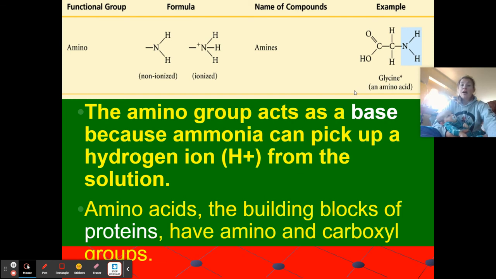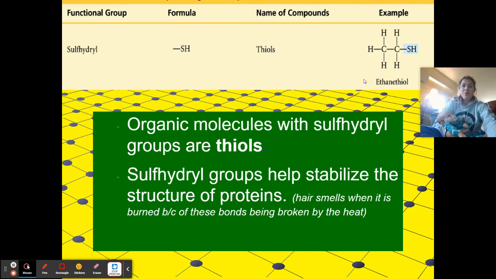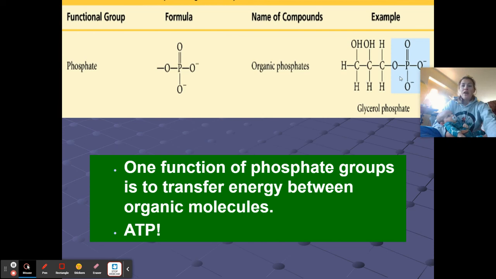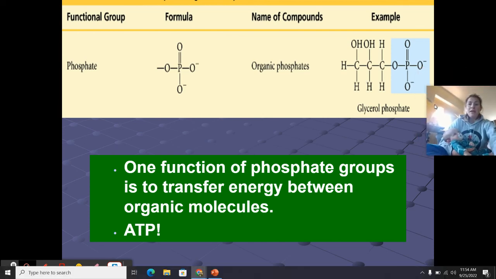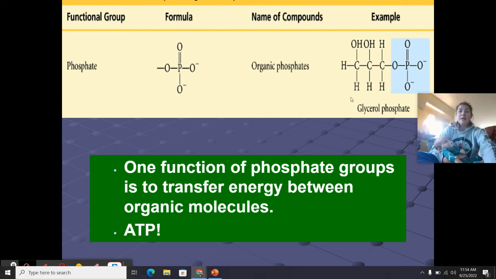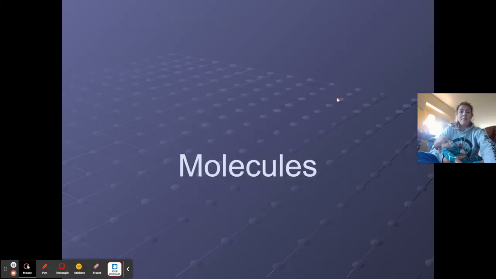And then here we have our amino group. So we have an N bonded to an H, and look over here, we have that carboxyl group. So that's our acid. So that's why we call this an amino acid over there. So kind of cool. We've got our sulfhydryl, so an SH. We have our phosphate group, so P with 4 O's around it. That is going to be an energy transfer molecule when we start talking about ATP.